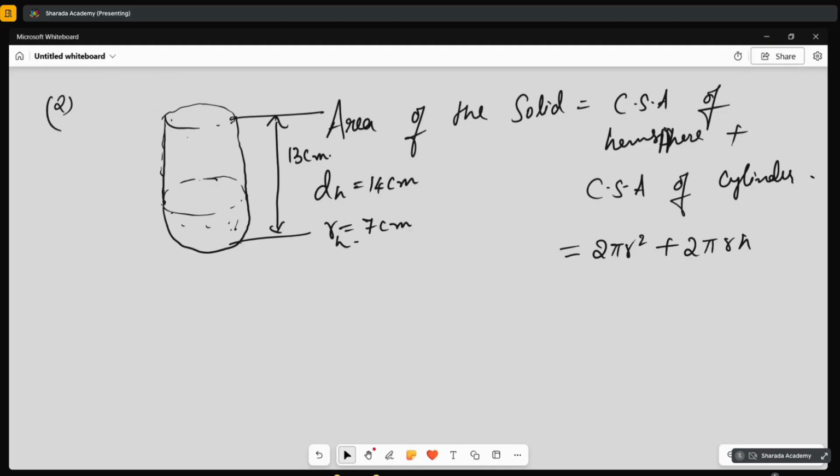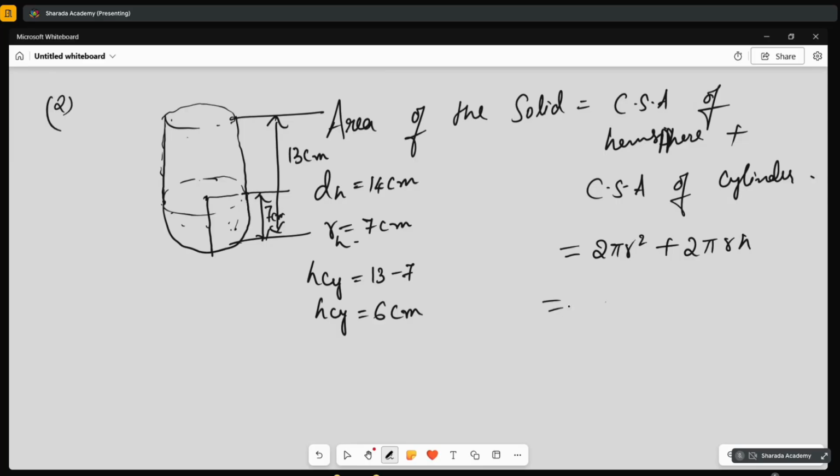Find the inner surface area of the vessel. He is asking, listen once. If this is the radius, see here, this will also be the radius. So the height here is also equal to the radius, that is 7 centimeter. So what is the height of the cylinder? 13 minus 7, 6. That will be the height of the cylinder. Now substitute and calculate.